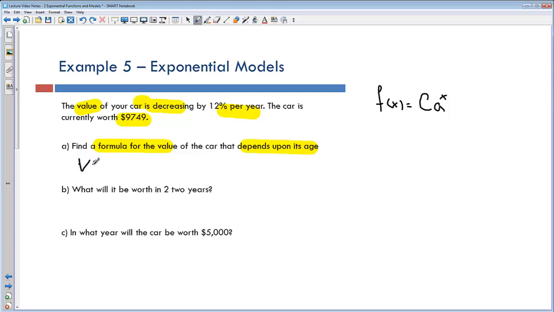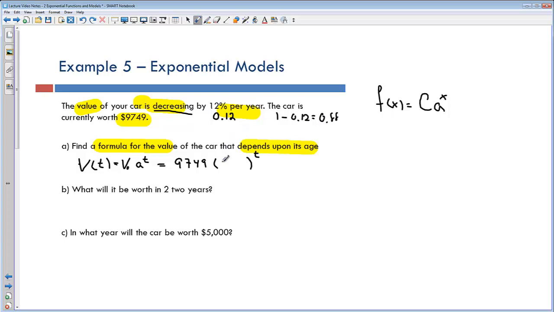So I'm going to write v of t, and all I need to know is the initial value, which is v naught, and then the growth or decay factor. In this case, it's a decay factor because it says it's decreasing by 12%. And so my initial value, of course, is $9,749. And my decay factor, so let's try to figure out my decay factor, there's something to the t here. Well, it's decaying by 12%. So remember, 12% as a decimal is just 0.12. And decay means you subtract. So basically the idea is you take 1 minus 0.12. Or you can think about it, you lost 12%, you have 88% left. So this should be 0.88, which it is.